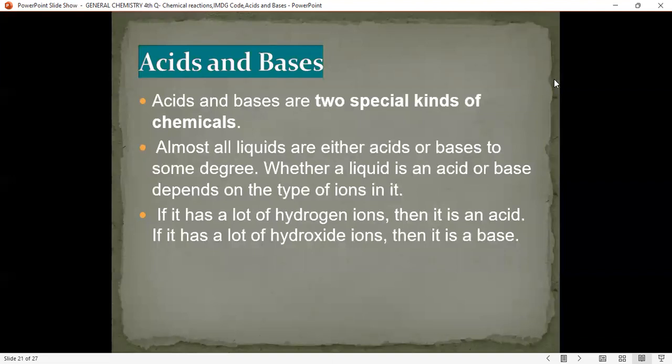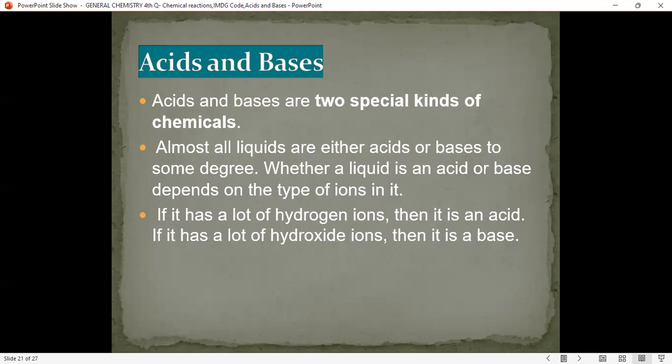When we say acids and bases, these are 2 special kinds of chemicals. It is really important because in our daily life, we are dealing with them. Almost all liquids are either acids or bases to some degree. Whether a liquid is an acid or a base depends on the type of ions that is in it. If it has a lot of hydrogen ions, then it is an acid.